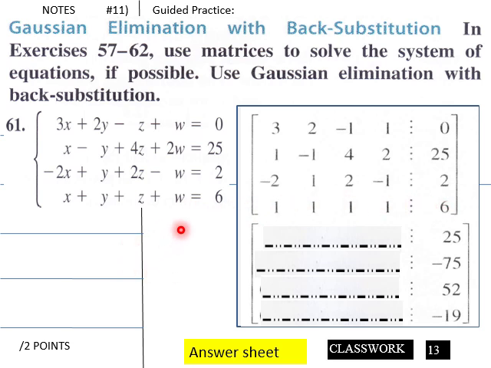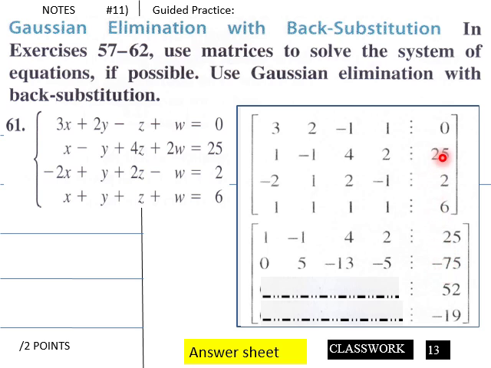So, the way to use Gaussian elimination with back substitution, we have 1, negative 1, 4, and 2. We're going to put this row up here and then put this row down here. We're going to flip rows, is what we initially do. So we have 1, negative 1, 4, and 2. Row 2 becomes row 1, 25. And then for this row here, we end up with a negative 75 here.